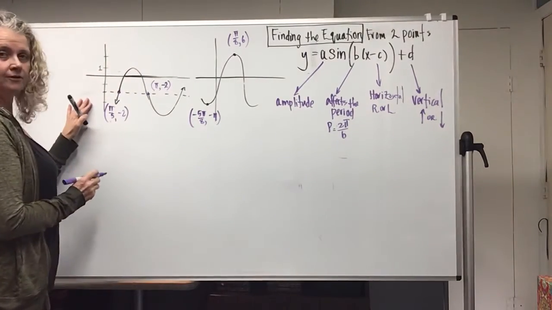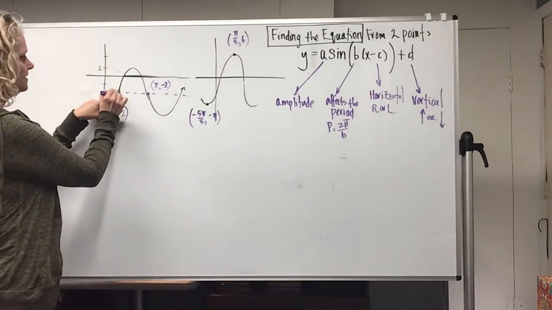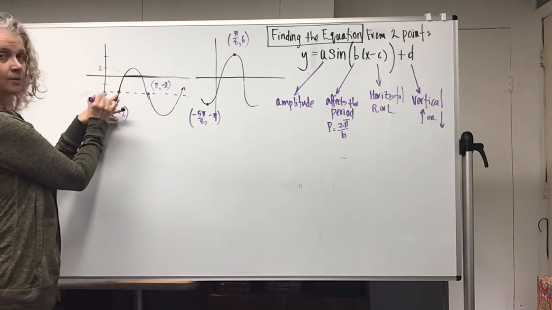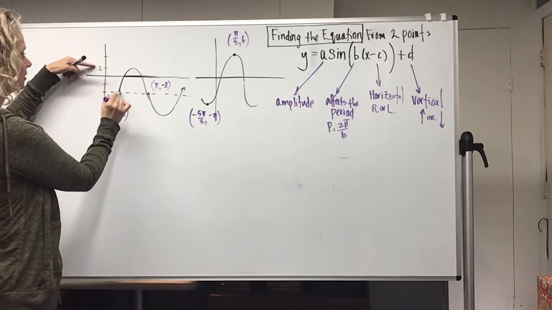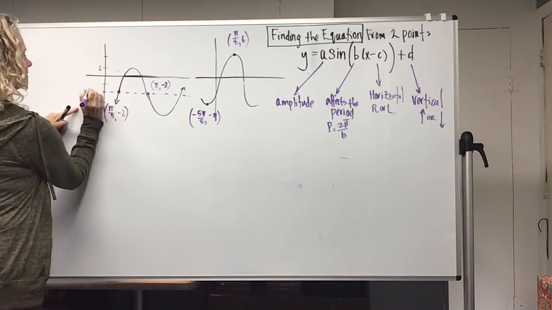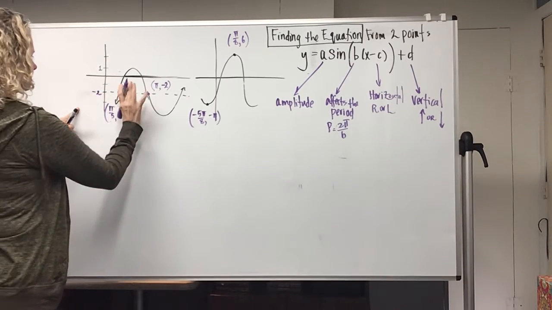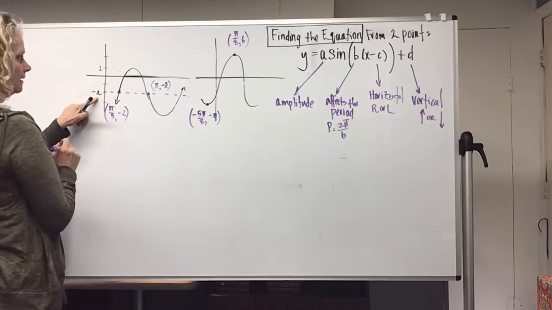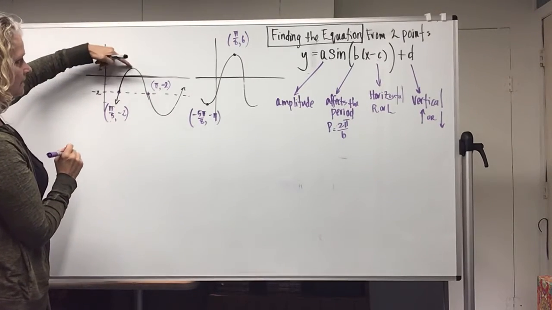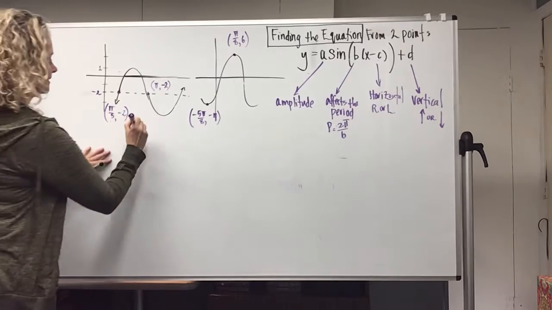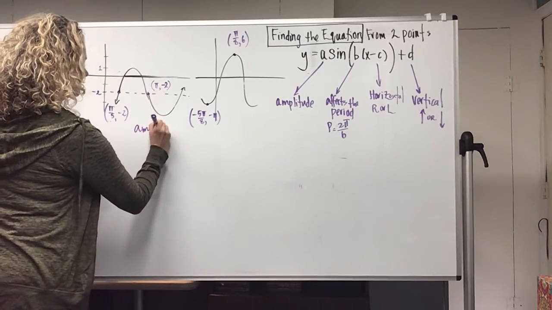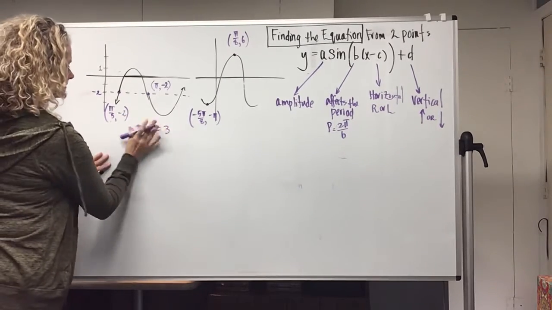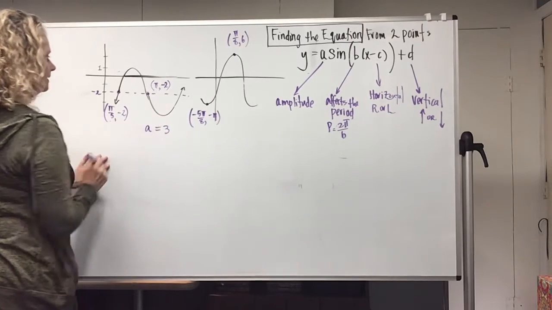So looking here at our first example, from this baseline, which is also called the principal axis, this graph goes up. If we're at -2, that is the principal axis. We're going up 3, baseline, down 3. So in this case, our amplitude is 3, which is our A.